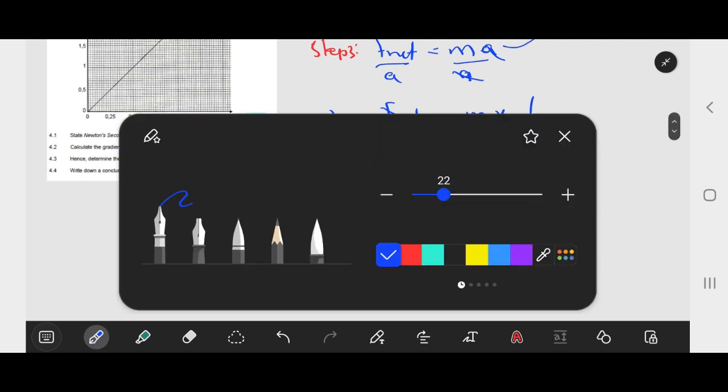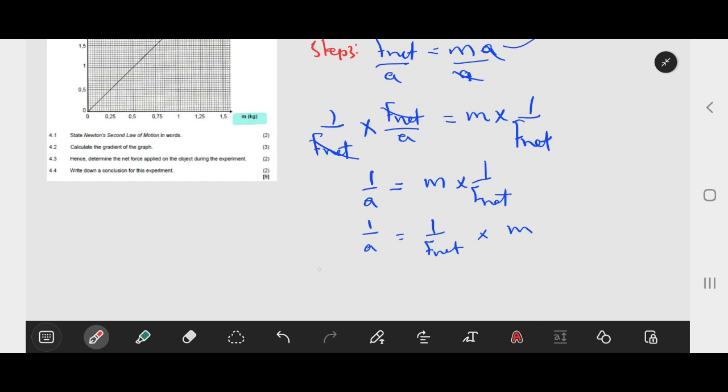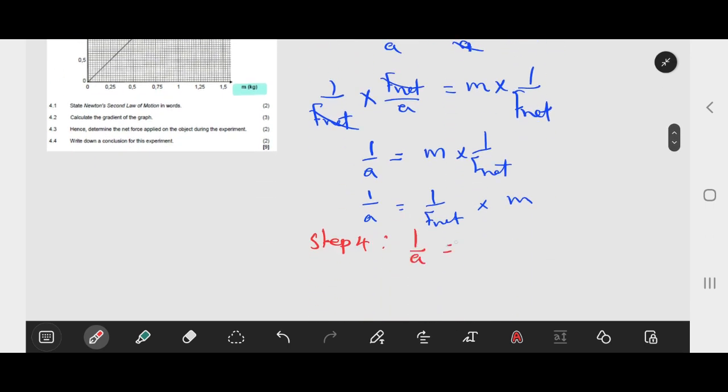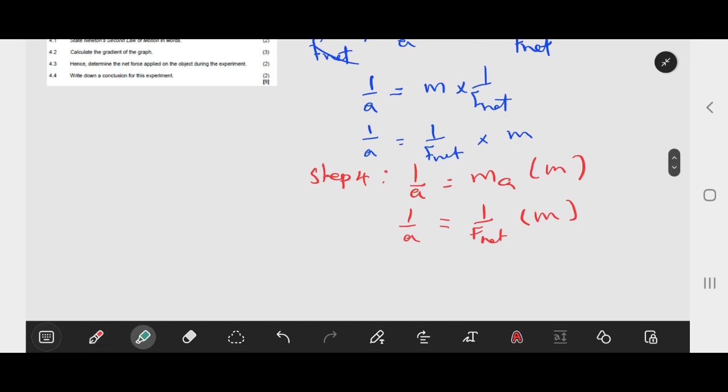Then for step number 4, we can compare the equation obtained in step number 2, which is 1 over a equal to the gradient multiplied by mass, to what we have obtained in step number 3, 1 over a equal to 1 over F net multiplied by the mass. So we can see that by comparison, we have 1 over a, we have the mass, and now we have our gradient.